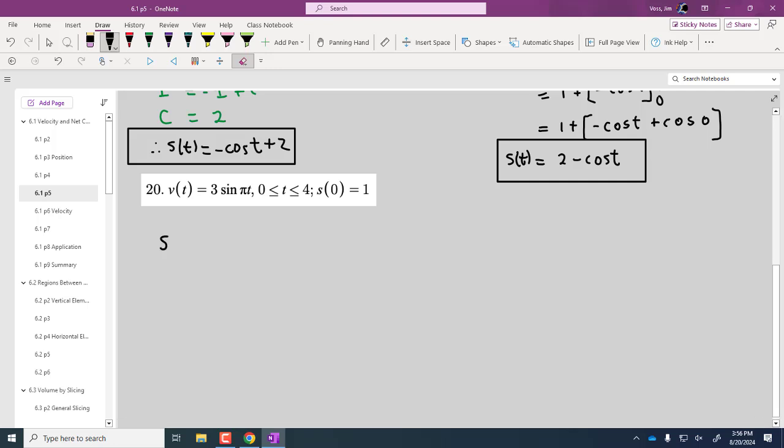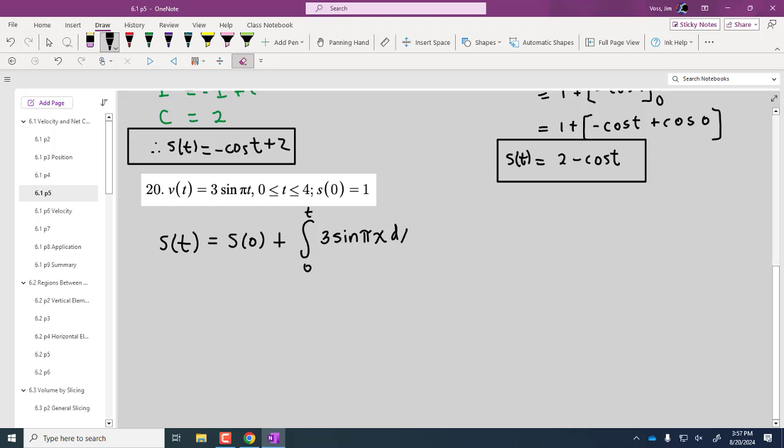Again, the question says, what is the future position? So s at time t, we think of t as some time in the future. We want to figure out the location of our ball that's bouncing back and forth. Where is it going to be? That's going to be wherever it starts, plus any change in position. So plus the change in position from 0 to t of 3 sine. Again, be careful.